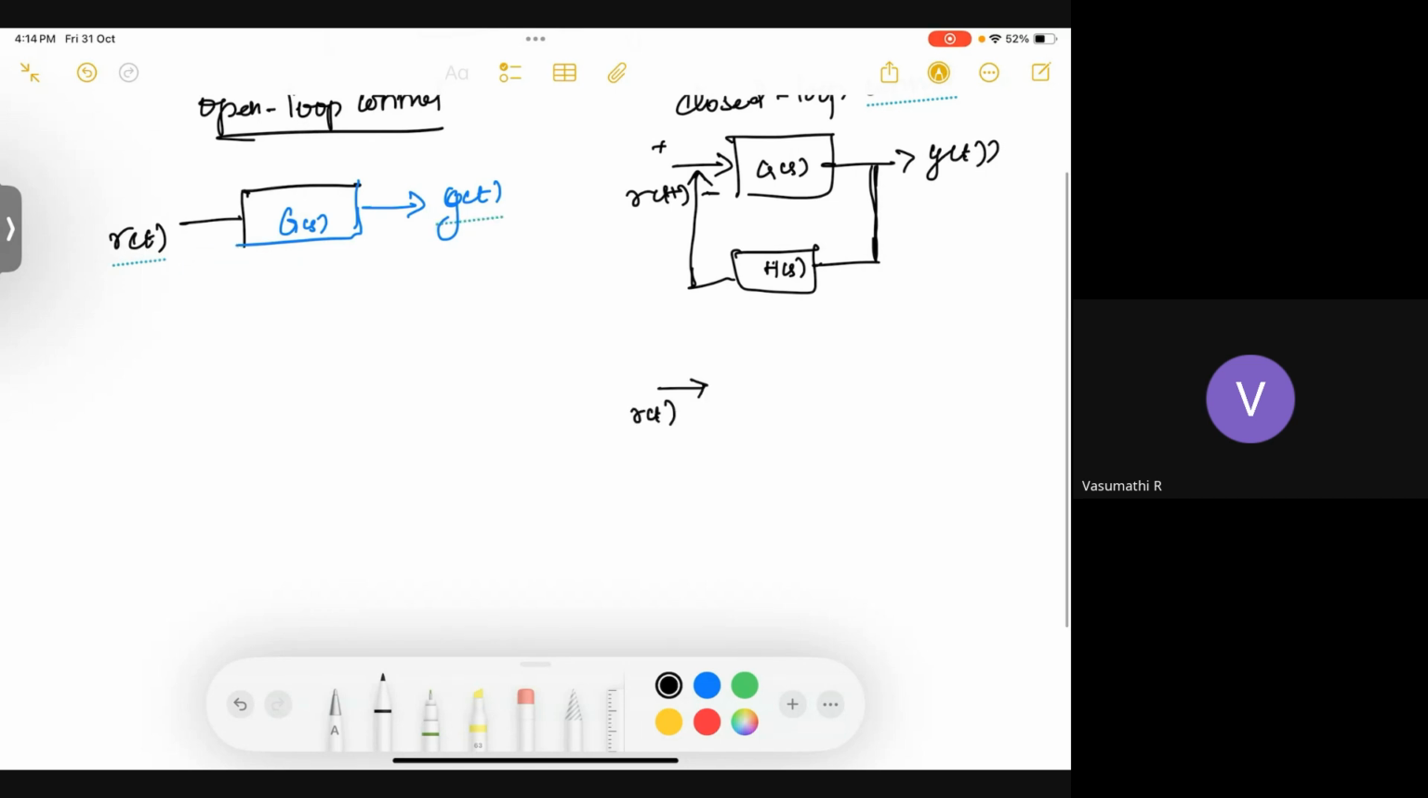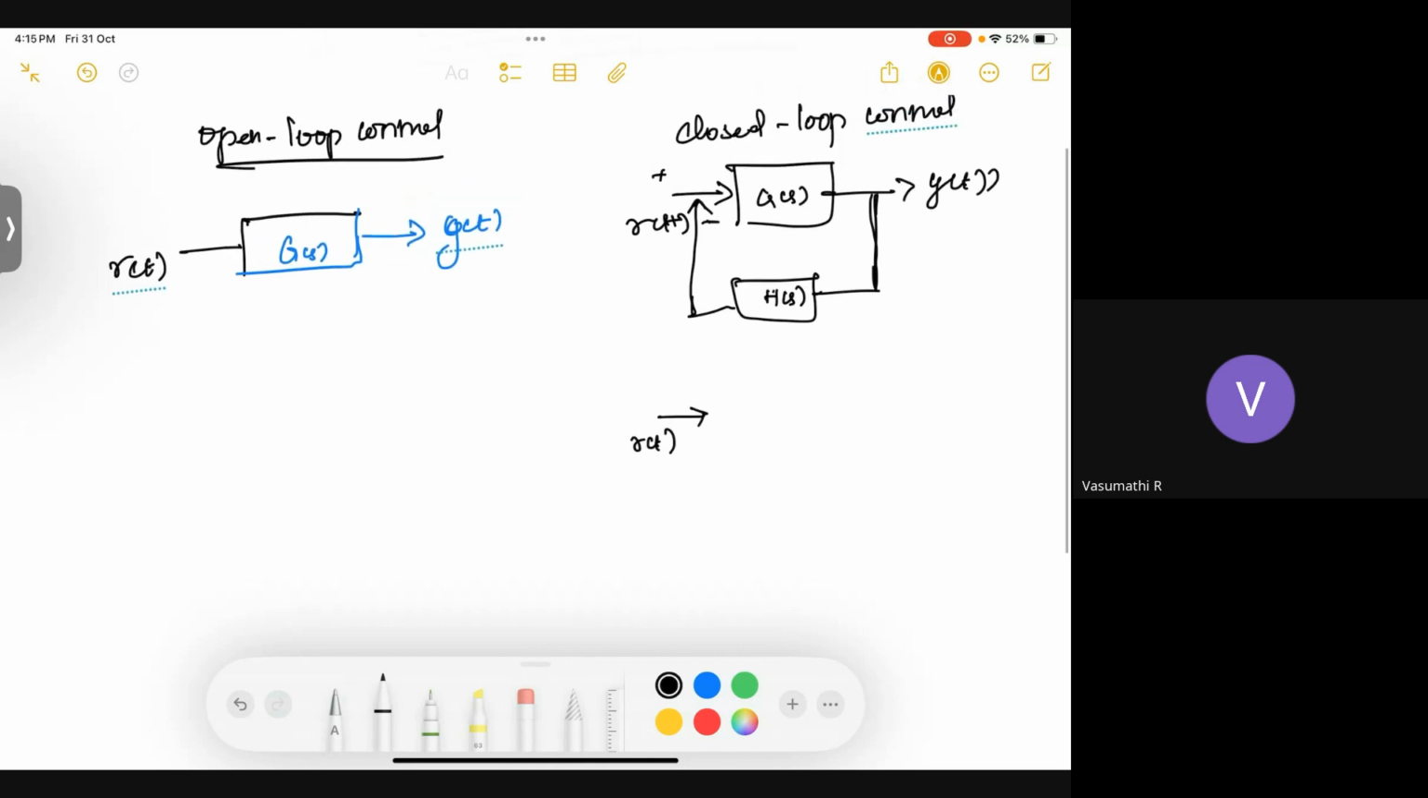In order to get the desired response of the output, or whatever way we want the system to behave, we are including another element here called a controller, C of S. And this G of S is the original plant.